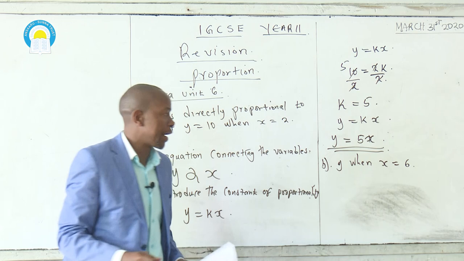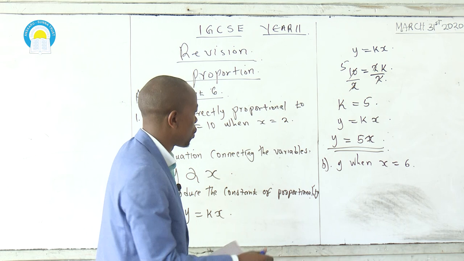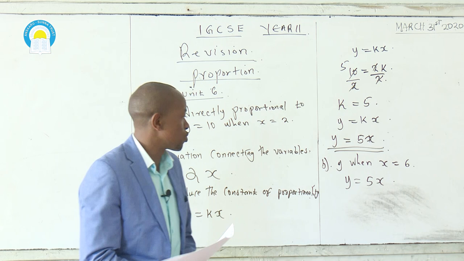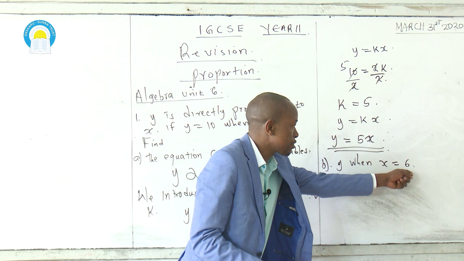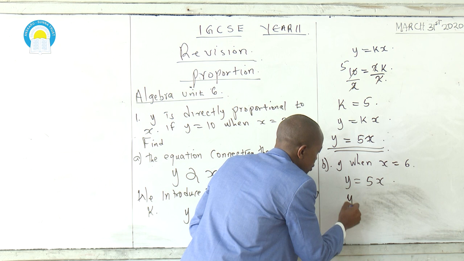Now here we bring in the equation, that is y is equal to 5x. Now we know the value of x. We replace it in the equation. In other words, we're going to say y is equal to 5 times 6, so y is equal to 30.